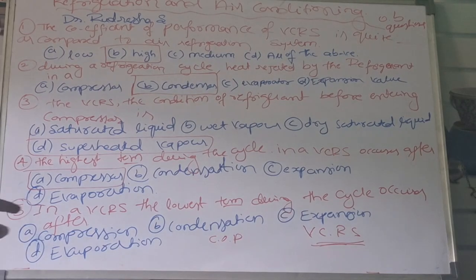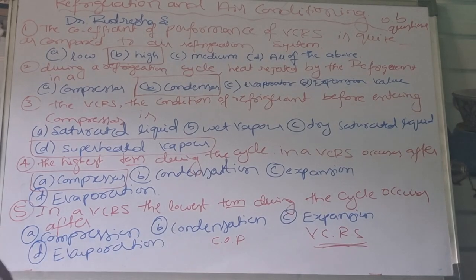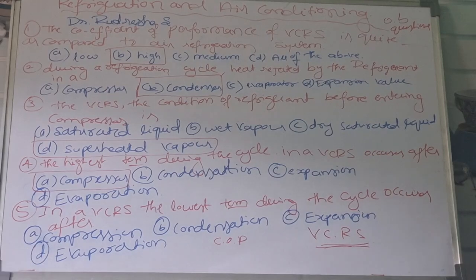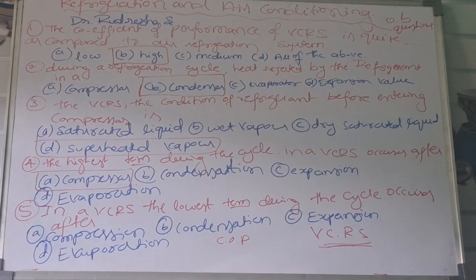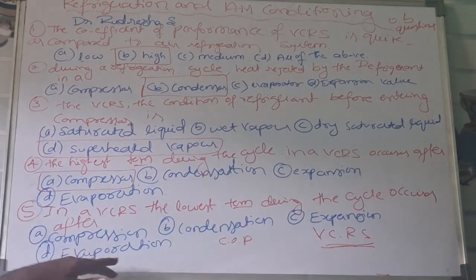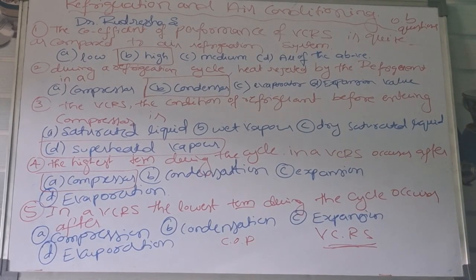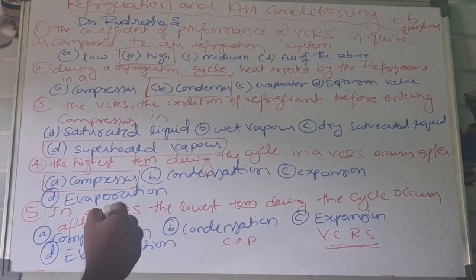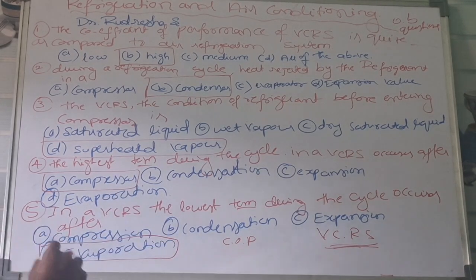See here, fifth: in a VCR cycle, the lowest temperature during the cycle occurs after which process? The options are: first one compression, second condensation, third expansion, and fourth evaporation. In a VCRS cycle, the lowest temperature during the cycle is in the evaporation.